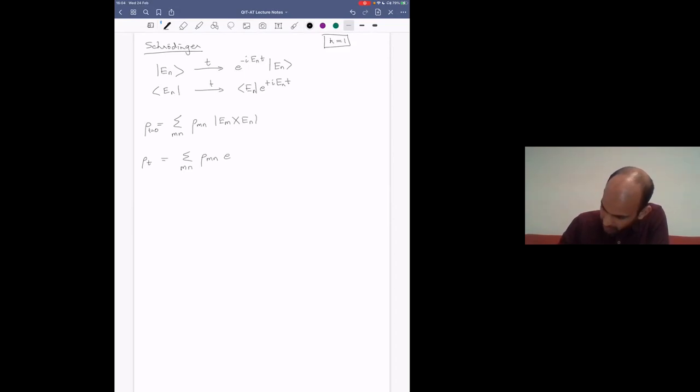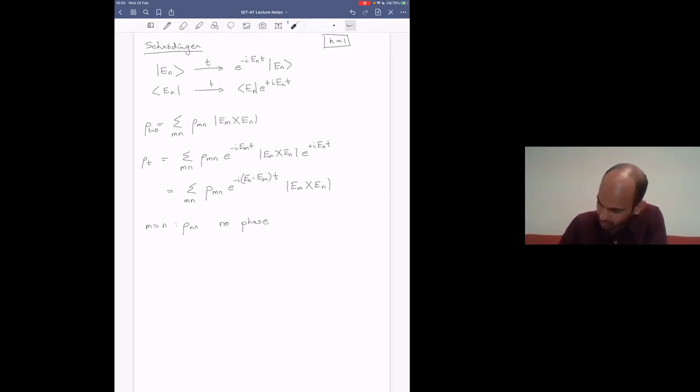Because of the Em, it has an e to the minus i Em t, |Em>, <En|, and because of the other state, it has plus i En t, which is some rho mn, e to the minus i (Em minus En) t, |Em><En|. And now this is why the terminology in the previous slide, because if m is equal to n, which is the elements rho nn, there is no phase because this term here vanishes.